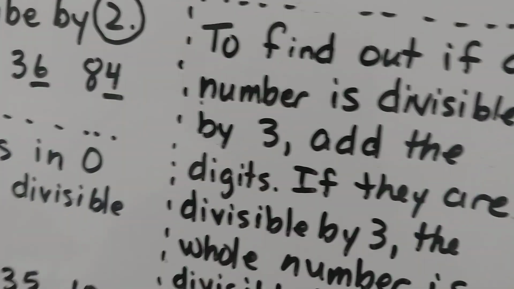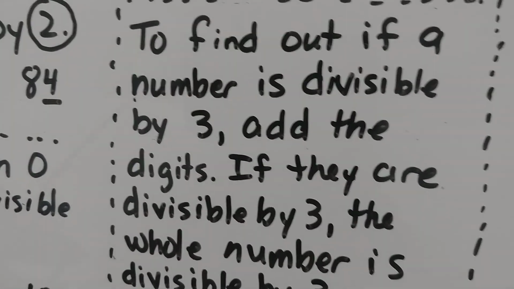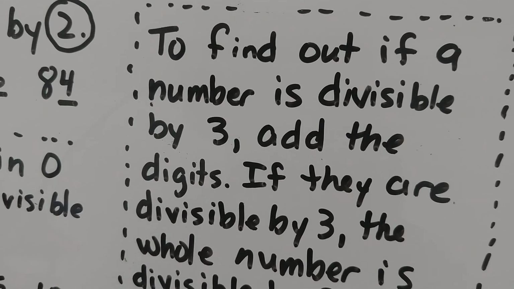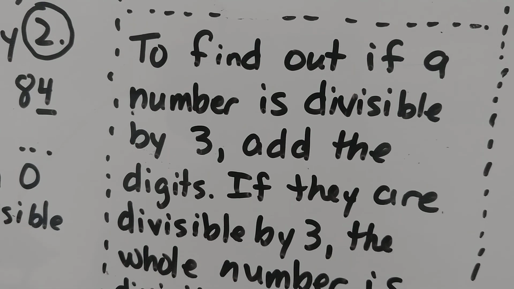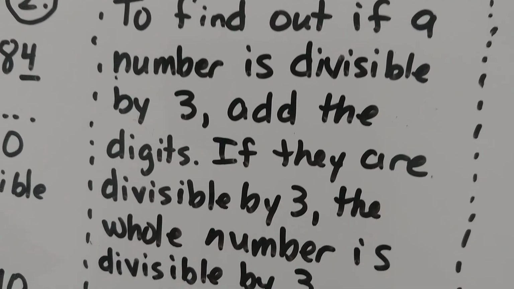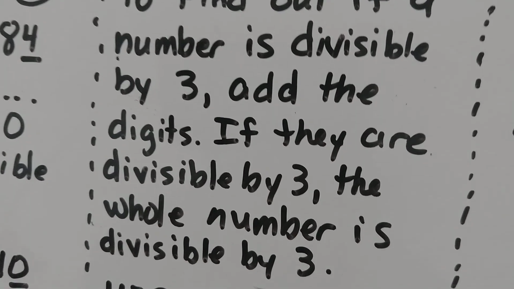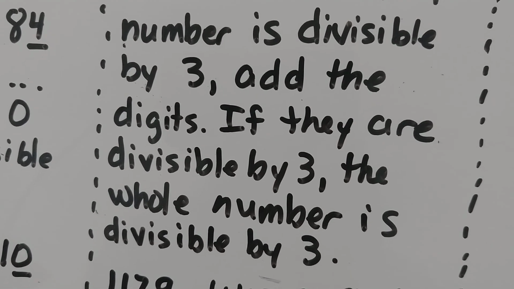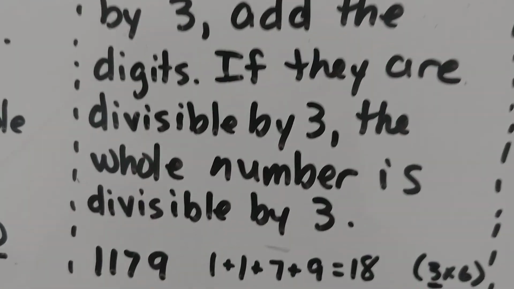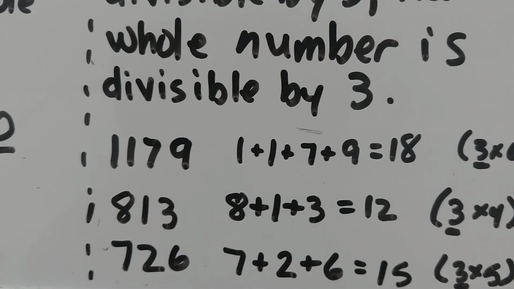To find out if a number is divisible by 3, it's a little bit tricky, but with some practice you can get it. To find out if a number is divisible by 3, add the digits together. If they are divisible by 3, then the whole number is divisible by 3. So what do I mean by that?